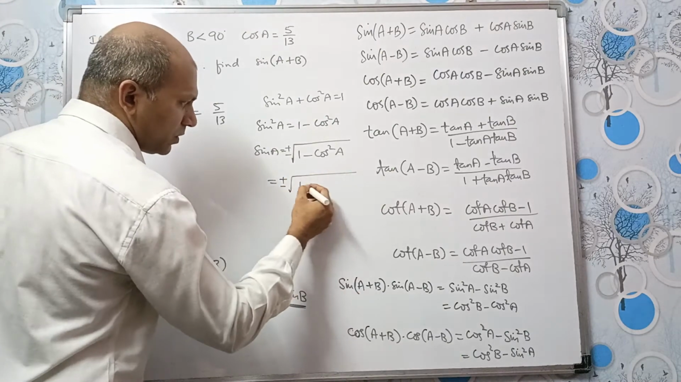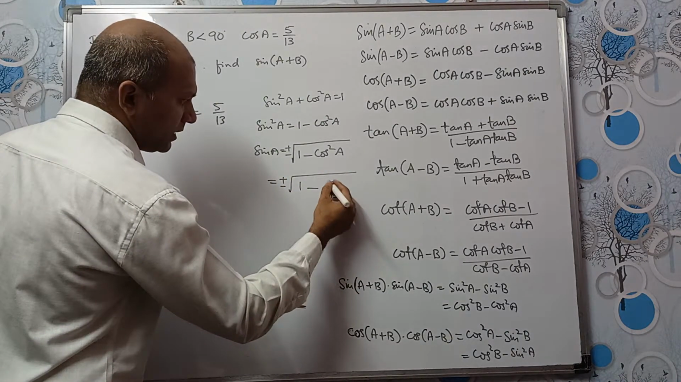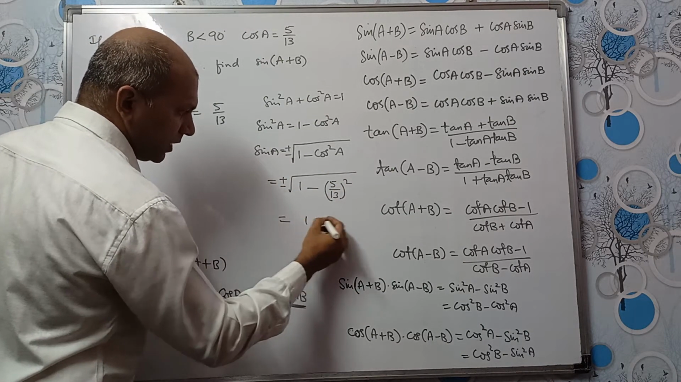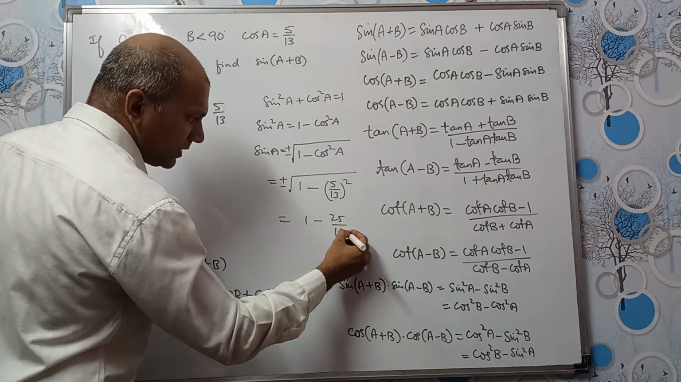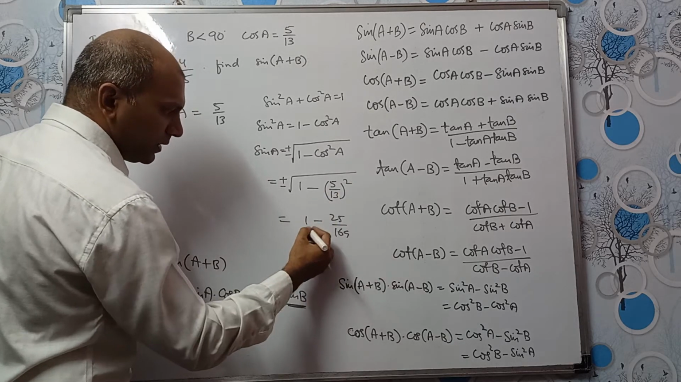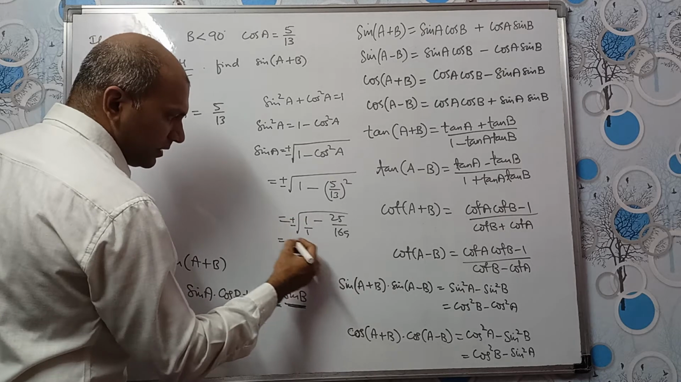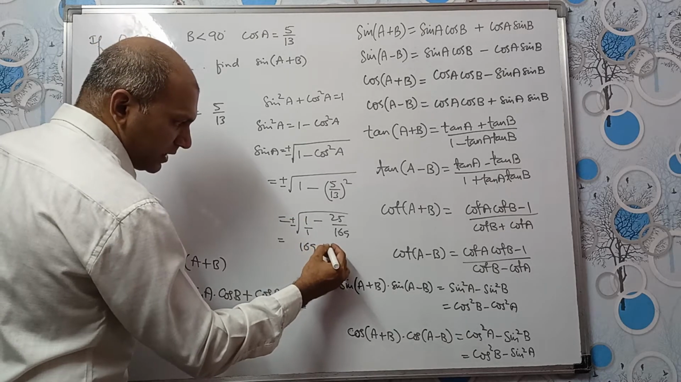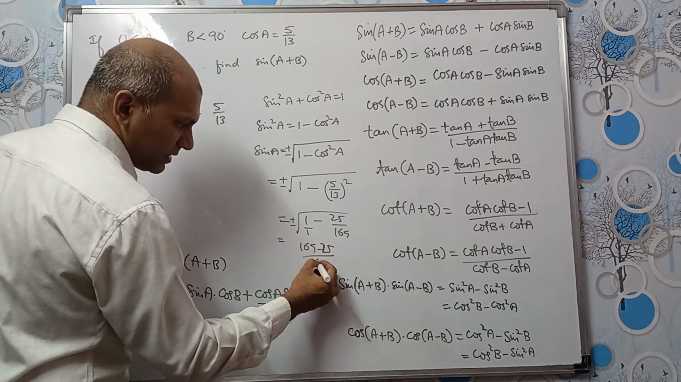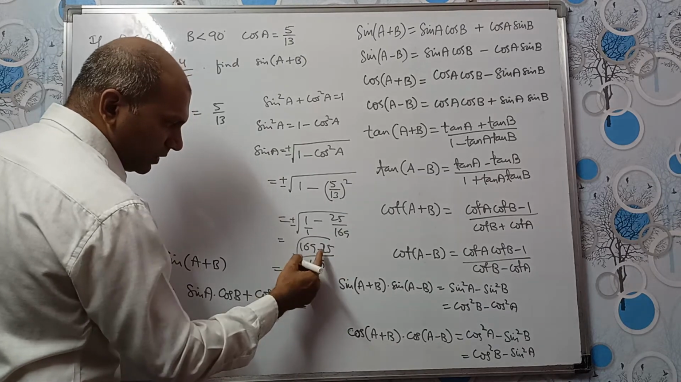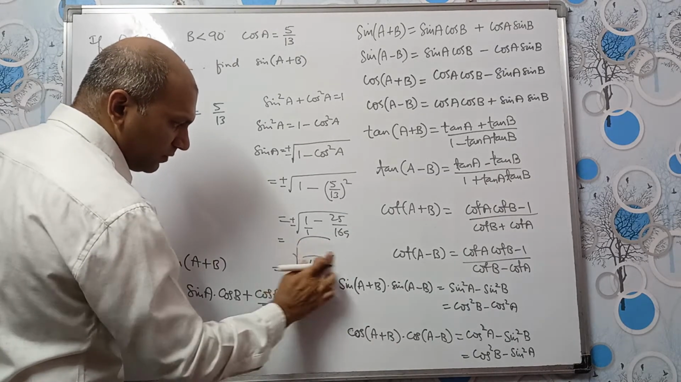So plus or minus root of 1 minus 5 by 13 whole square. This will be 1 minus 25 by 169, since 5 square is 25 and 13 square is 169. You can write it like this: 169 minus 25 by 169, which is 144 by 169.